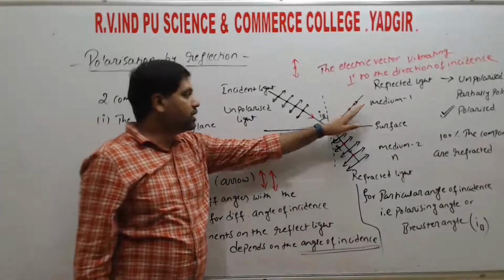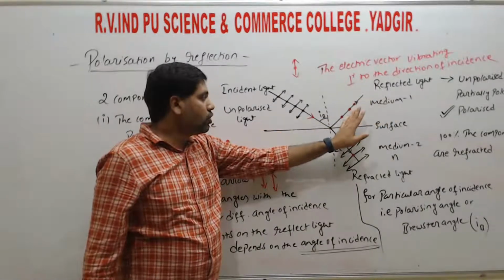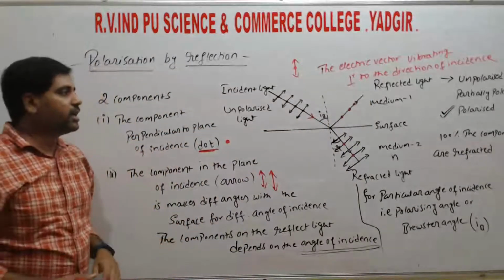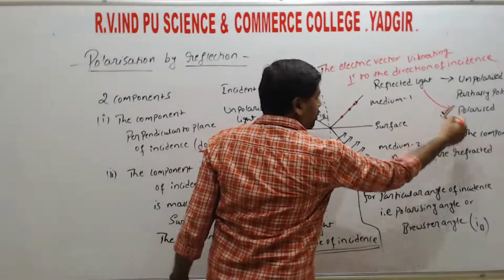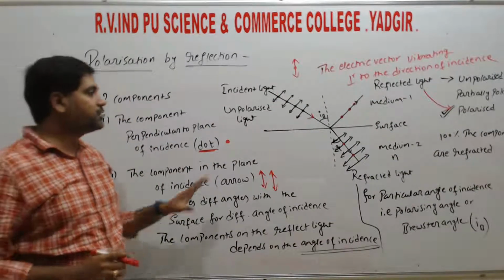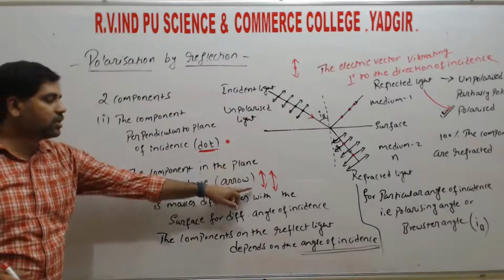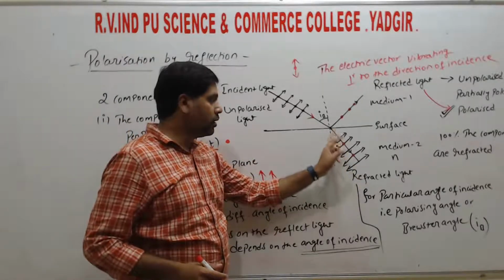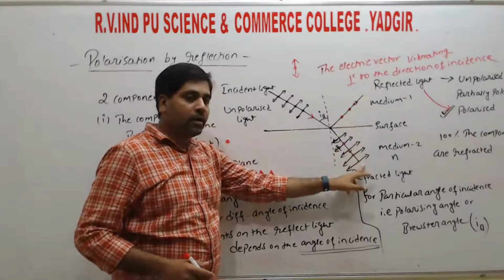Hence, this shows that the reflected light is completely polarized, and also these are vibrating perpendicular to the plane of incidence. Hence, here we get this reflected light is completely polarized, right? So understand this one. Here we simply divide this into two components: one is dots and another one is arrow marks. The dots are partly reflected and partly refracted.